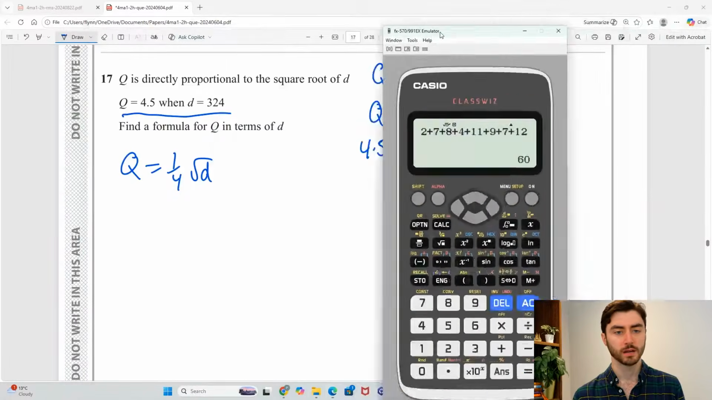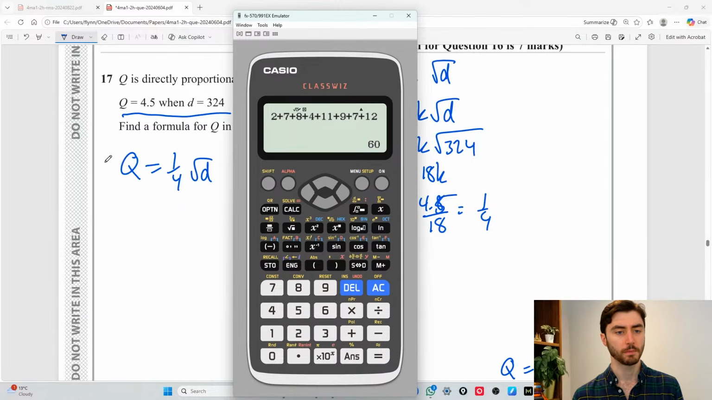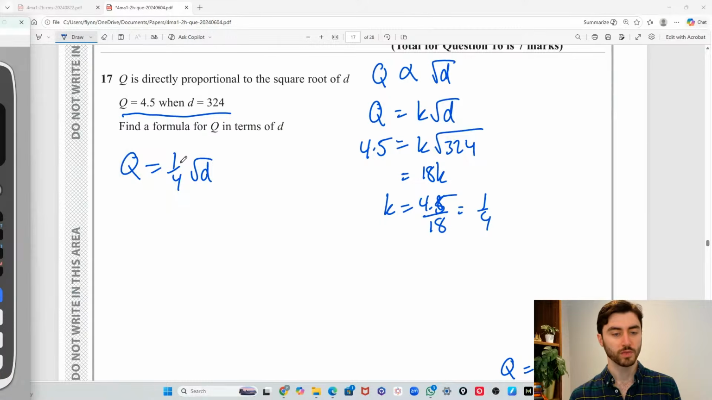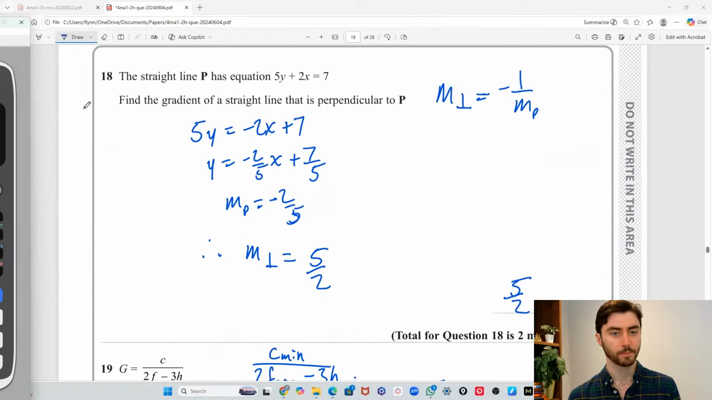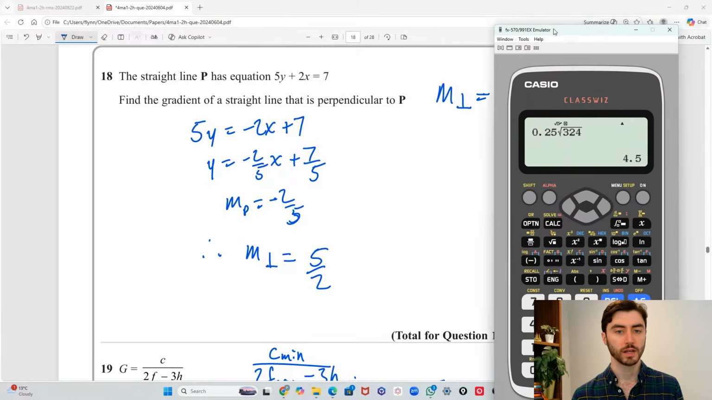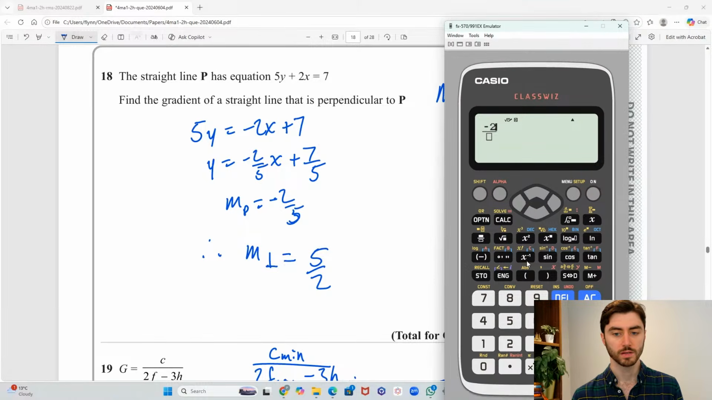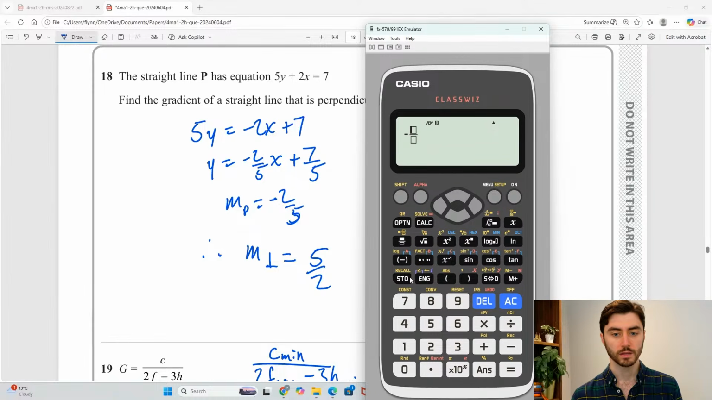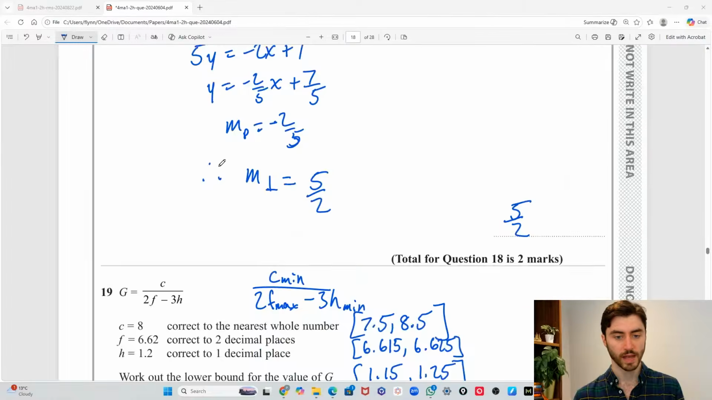So here, let me just check if I plug a quarter root of 324 in, I do get 4.5, which is good. And it's directly proportional to the root of D, which it is, so this looks okay. Here, the original gradient was minus 2 over 5. And minus 1 over answer does give me 5 over 2, so that gradient's okay.